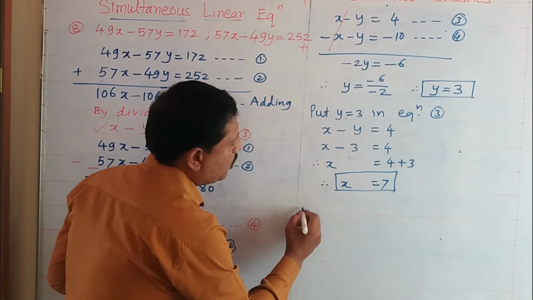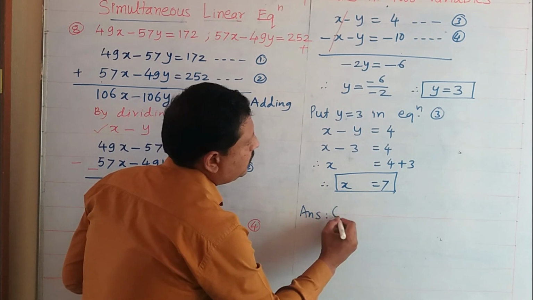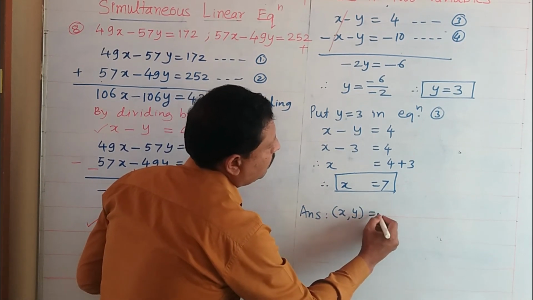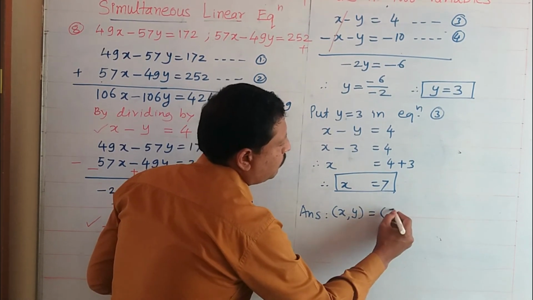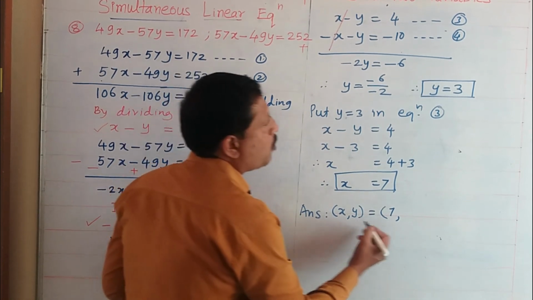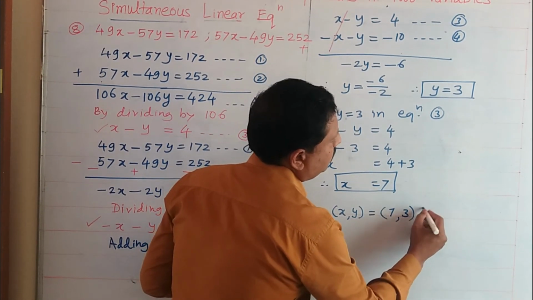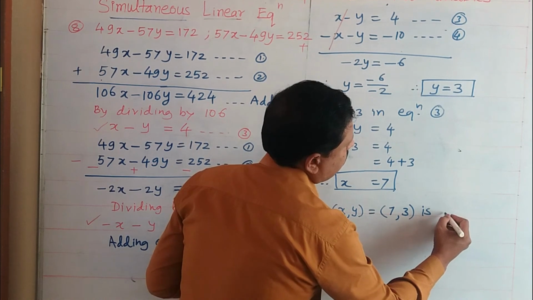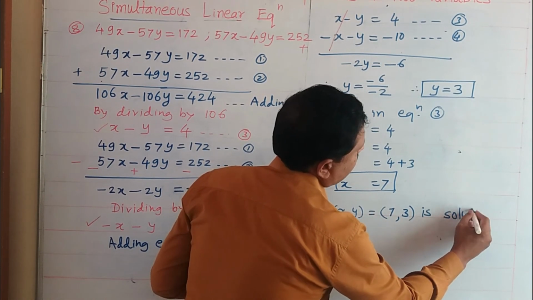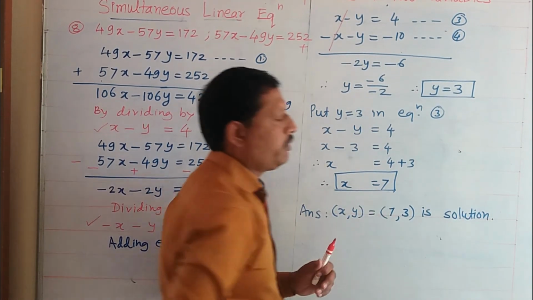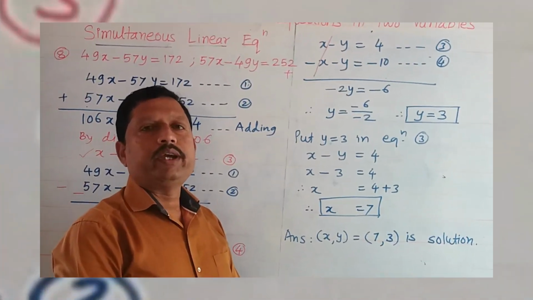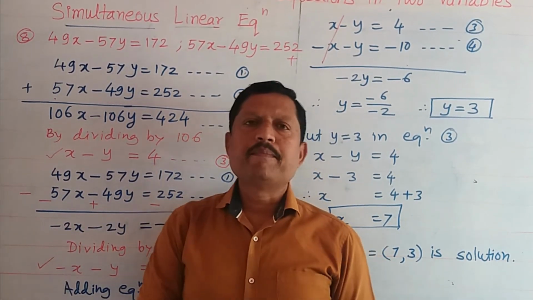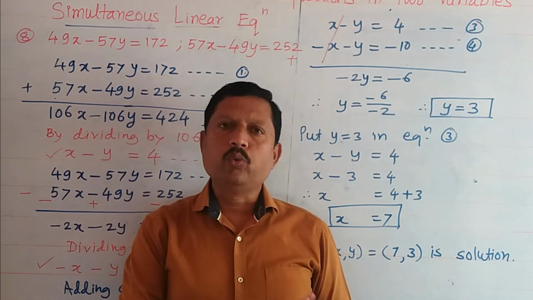And finally write down the answer like this: x, y is equal to, write down the value of x first and then the value of y, is the solution of the given equation. In this way we solve the example from practice set number 1.1.